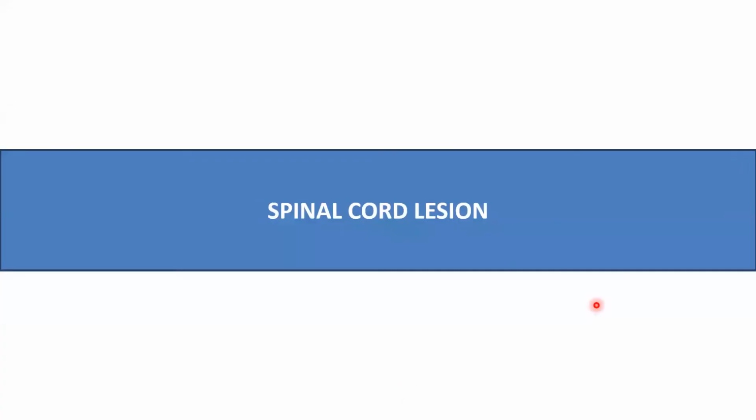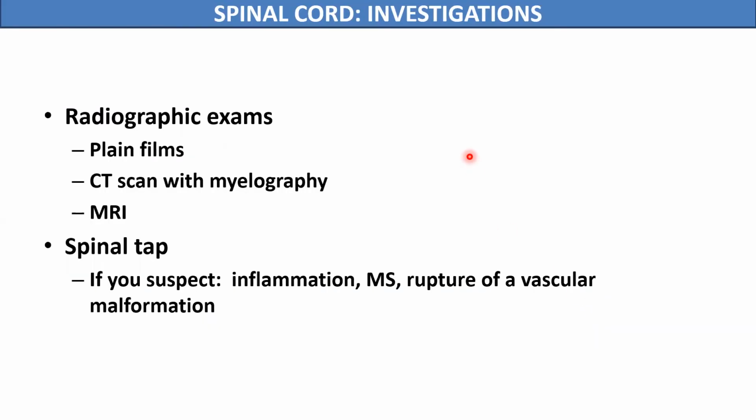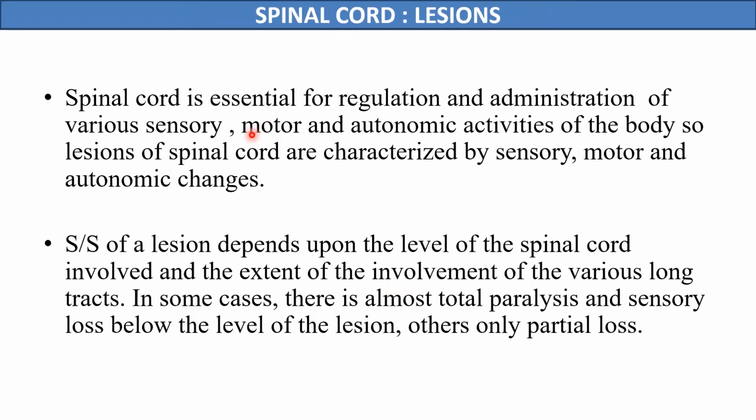Now we will discuss the applied anatomy related to the spinal cord. The investigations which can be done to diagnose spinal cord lesions are plain X-ray films, computerized tomographic scans, or magnetic resonance imaging scans. But if we suspect an infection, we can do a lumbar puncture and collect cerebrospinal fluid for examination. So these are the various investigations which can be done in spinal cord injuries or lesions. Now, since the spinal cord regulates our sensory, motor as well as autonomic activities, lesions of the spinal cord will be characterized by sensory, motor as well as autonomic changes.